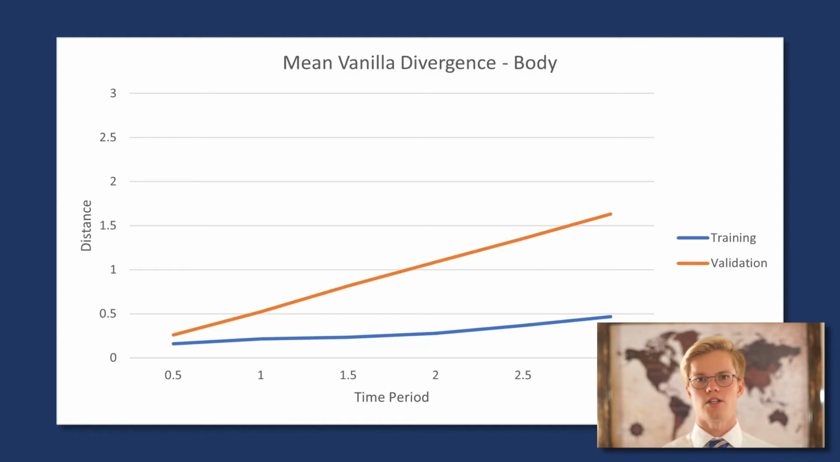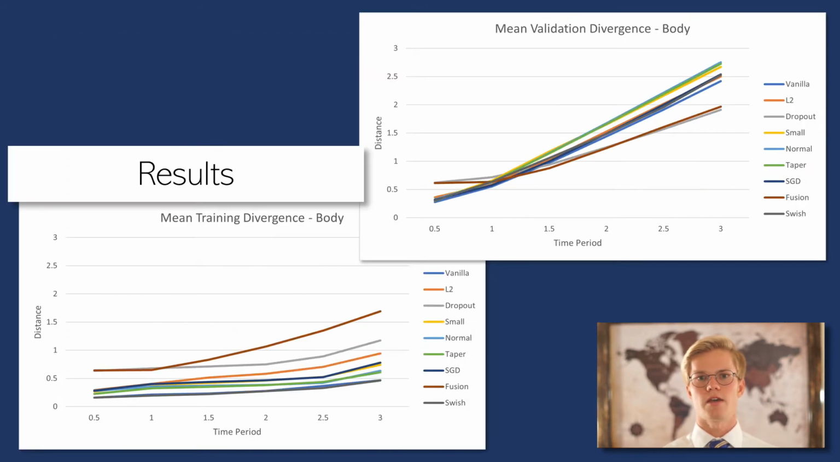Other variations of the machine learning model demonstrated similar behavior, with the exception of the dropout and fusion models, which showcase a resistance to the trend of increasing time and decreasing accuracy. This may be a route to explore to improve the accuracy of the model.